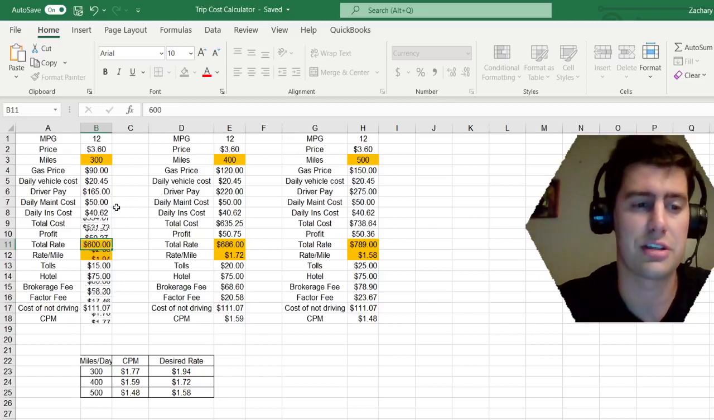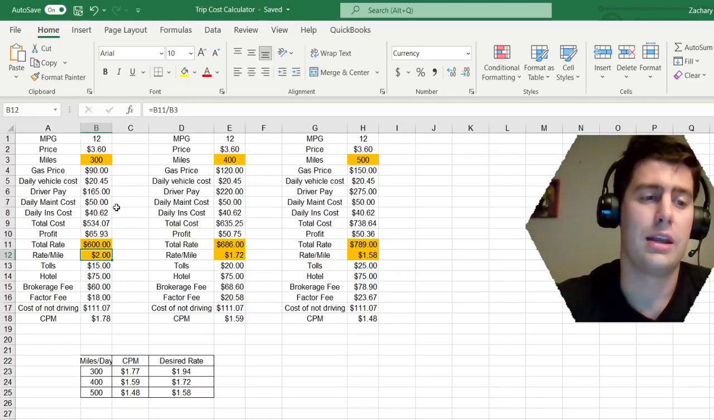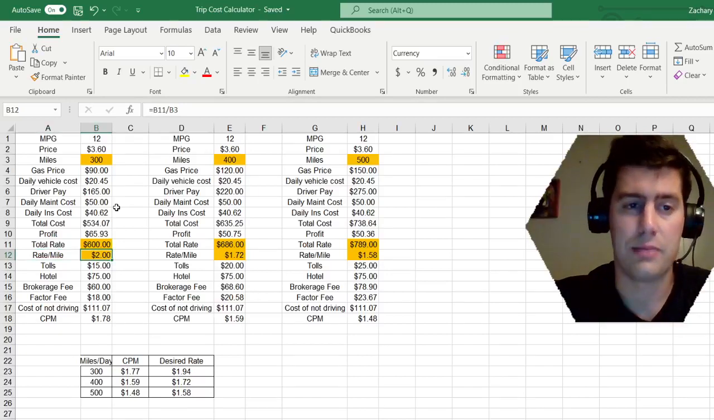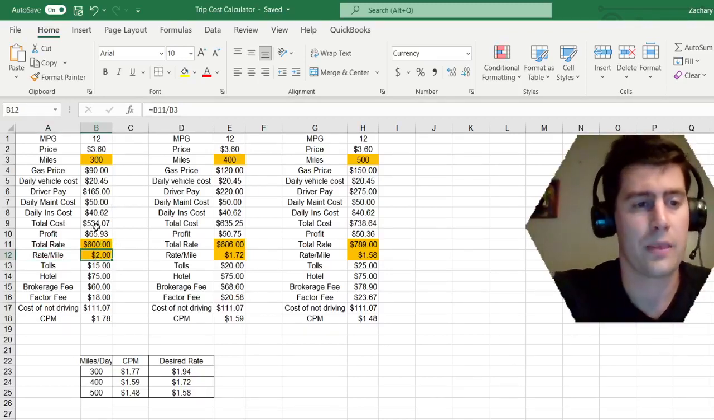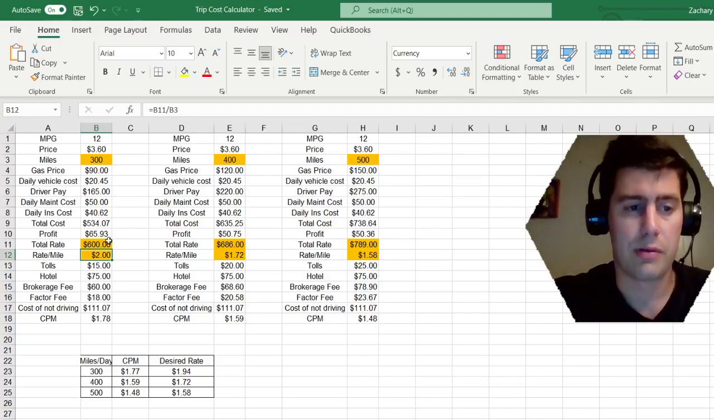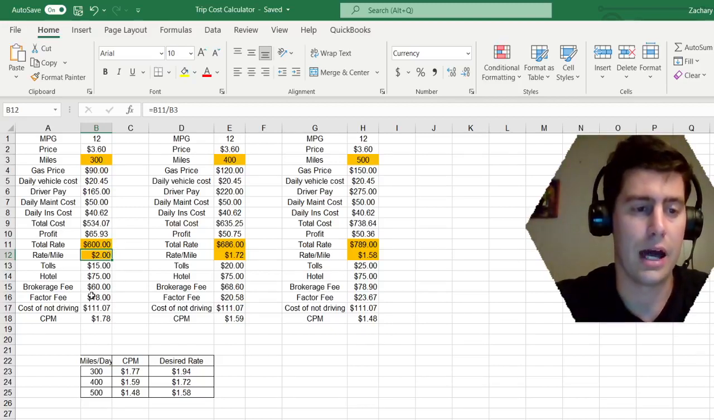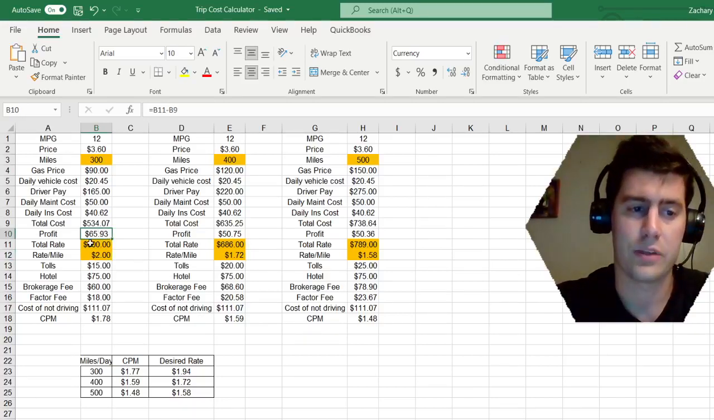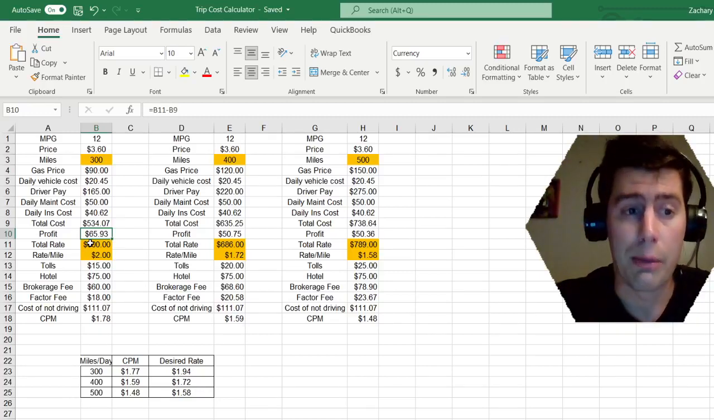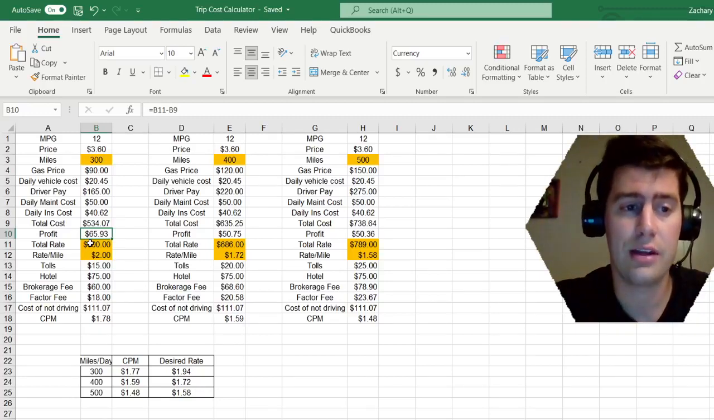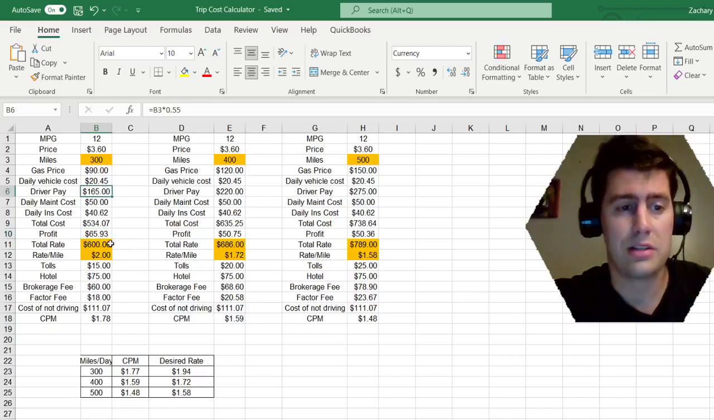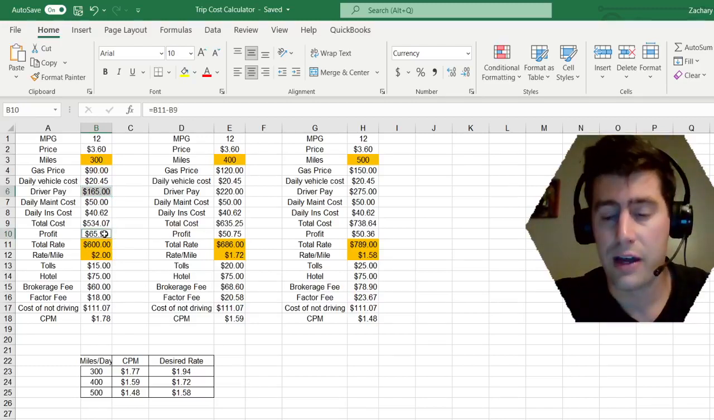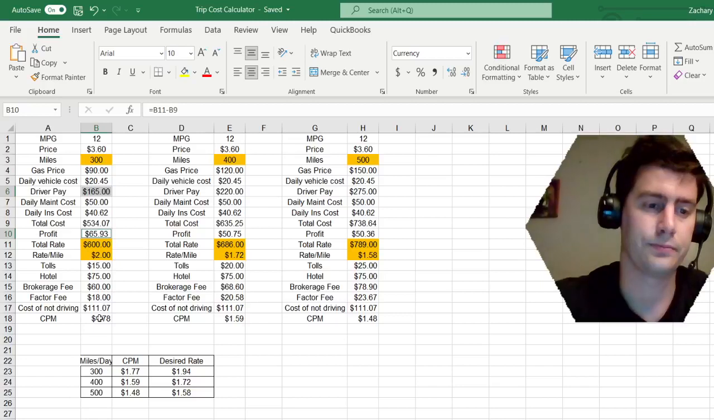300 miles, $600. So here, this rate per mile, it just takes B11 divided by B3, which is just total rate divided by miles. So if I can get $2 per mile, then I will essentially make $65. So that's my profit as the business owner. And if you're owner operator, if you're not just an owner, if you're actually driving, then you'll make $165 plus 65, which is $230 a day.